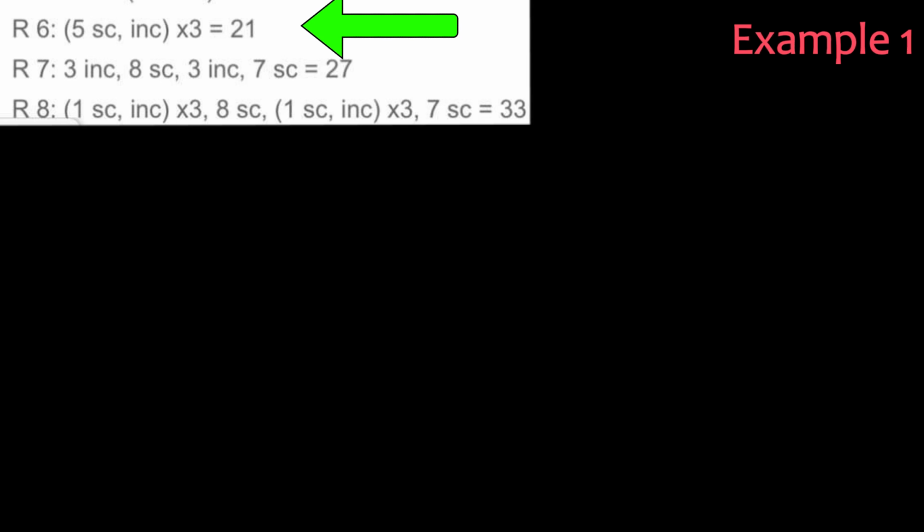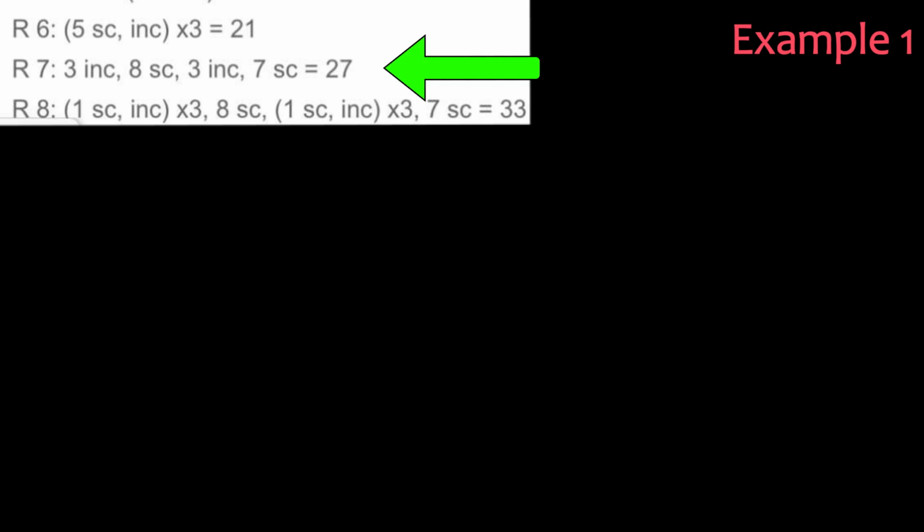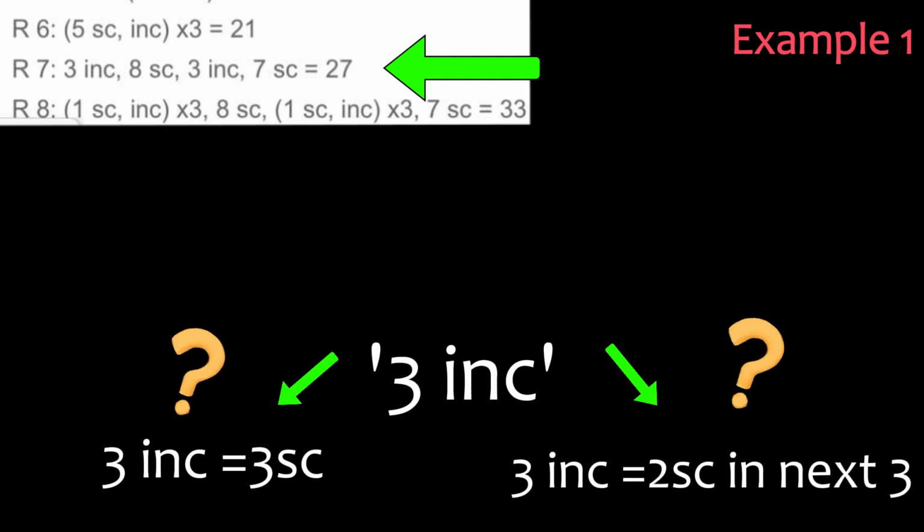A lot of pattern reading is assumption, but a basic knowledge of maths will help you come to terms with the pattern. So with 5 single crochets and then an increase, we can assume by 2, repeated 3 times, will give us 21. So we know that we have 21 stitches to use for row 7. Now for row 7, the increase does look a bit confusing. Does it mean increase by 3 or 3 increases in a row? It's not totally clear, but we can work this out.